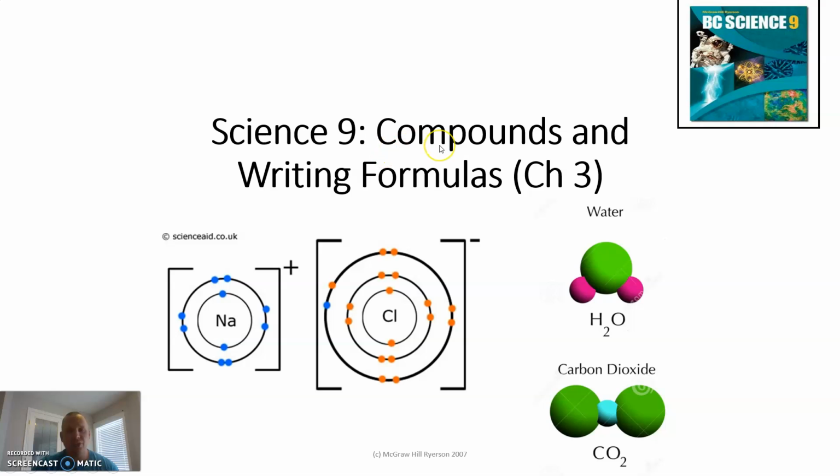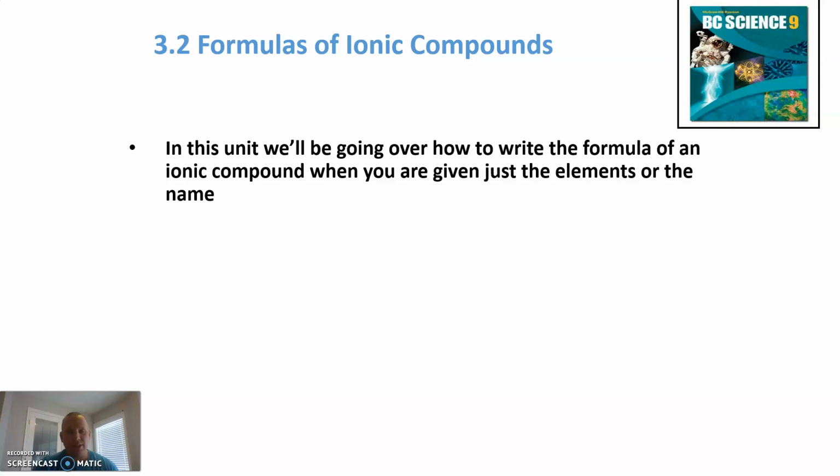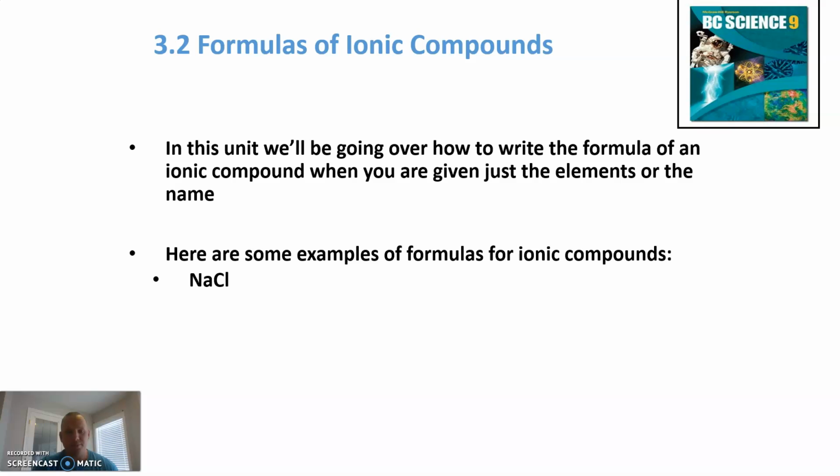This week we're going to continue our work with ionic compounds and we're going to go over how to write formulas of ionic compounds. So we're going to go over how to write formulas if you're just given the elements that are involved or if you're given the compound name. So here are some examples of some formulas we've already seen for ionic compounds: sodium chloride, magnesium chloride, aluminum chloride, lithium oxide, calcium nitride, and iron 3 oxide. So today we're going to go over how to actually write these formulas.